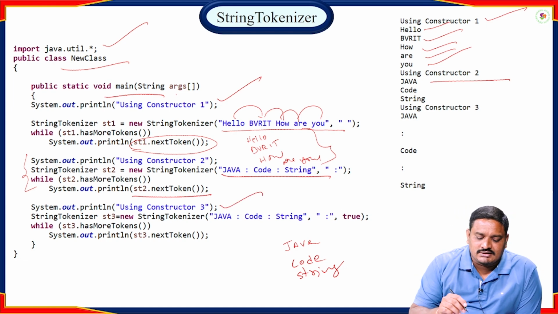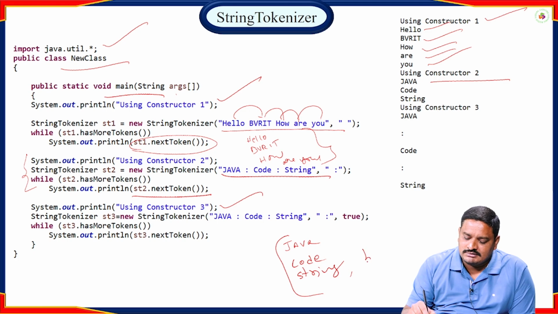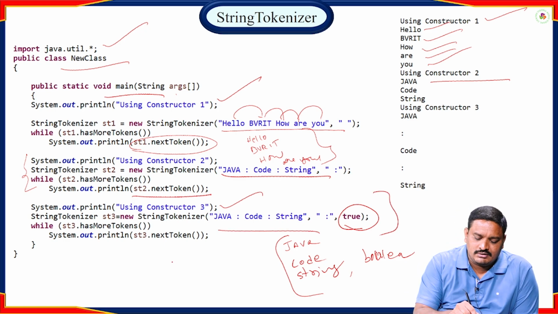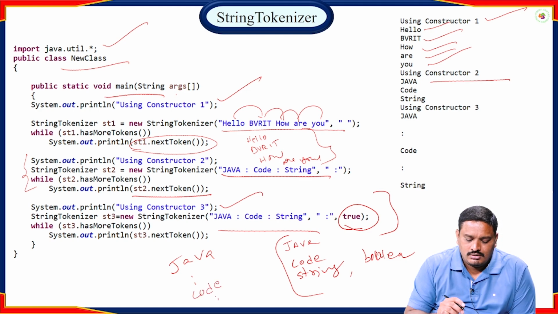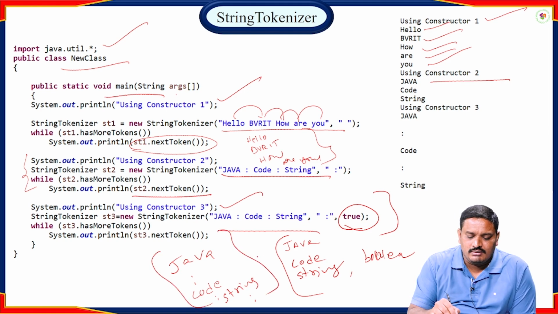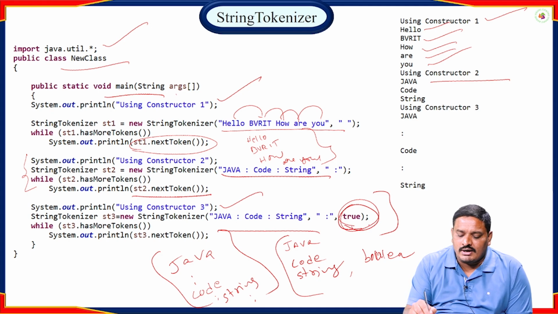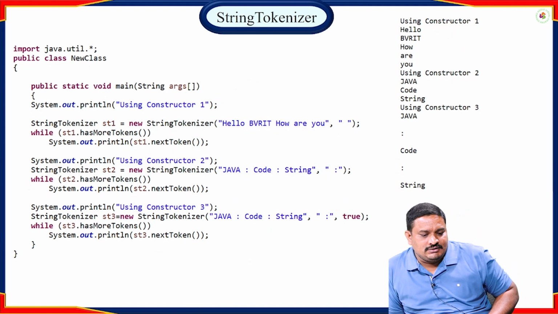Now I am using constructor 3. I am applying the StringTokenizer along with a boolean value. The boolean value is true. Yes, the values are present in the string: Java is there, code is there, and string is there. These tokens are available in that particular statement. If you give false, these values are not printed. That is the StringTokenizer.